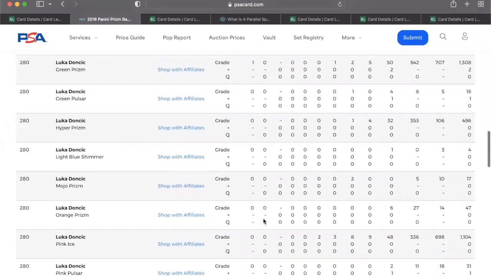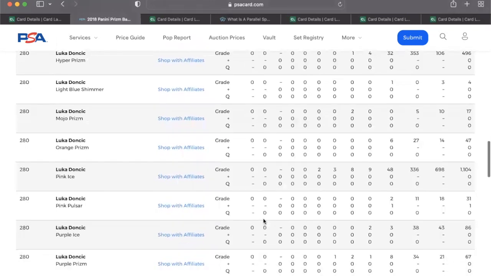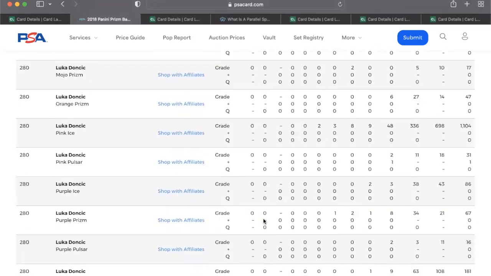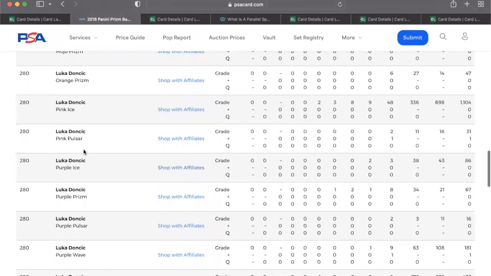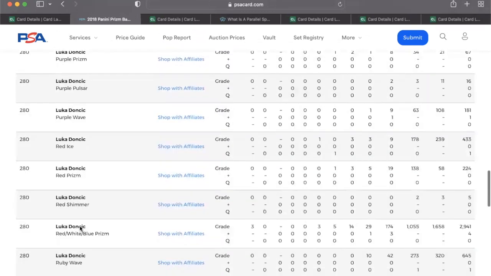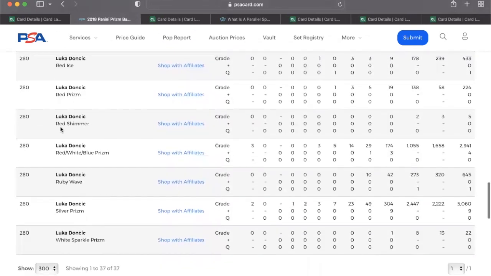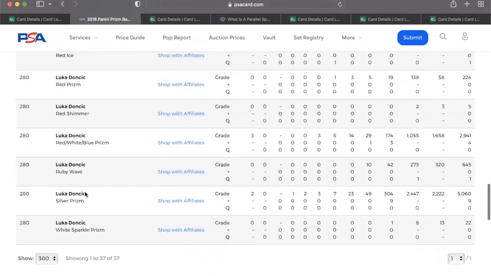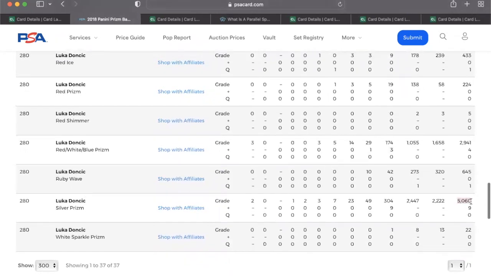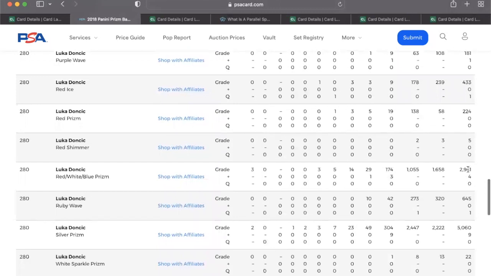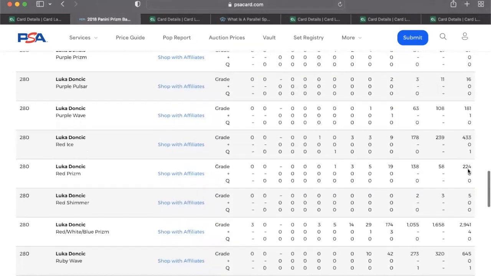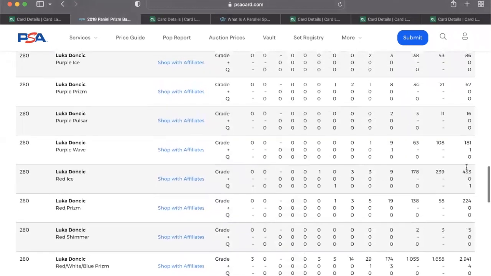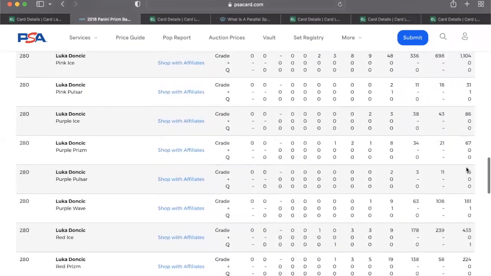So one more time, besides that base card, just a normal Chrome Prism, there are 36 basically different colors that you have. There's a pink one, there's an orange one, there's a purple one, there's a red one. There are 36 different shimmers, ices, waves. When you add up this number right here, which is the total amount of them graded, if you added up this 22, this 5,000, this 600, this almost 3,000, you get a total of 16,000 Luka Doncic graded parallel cards.